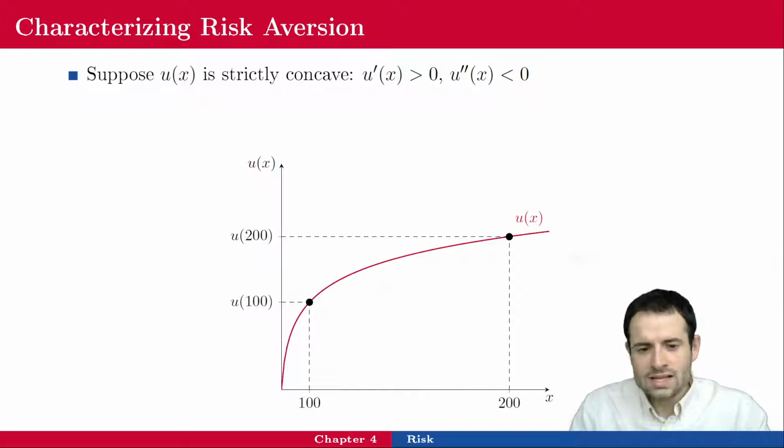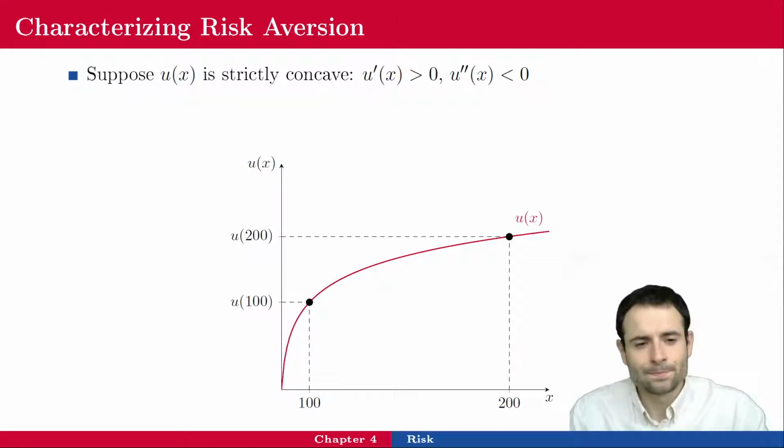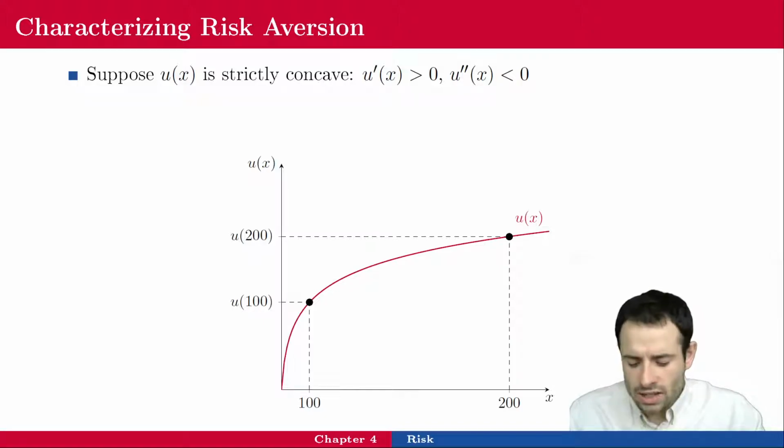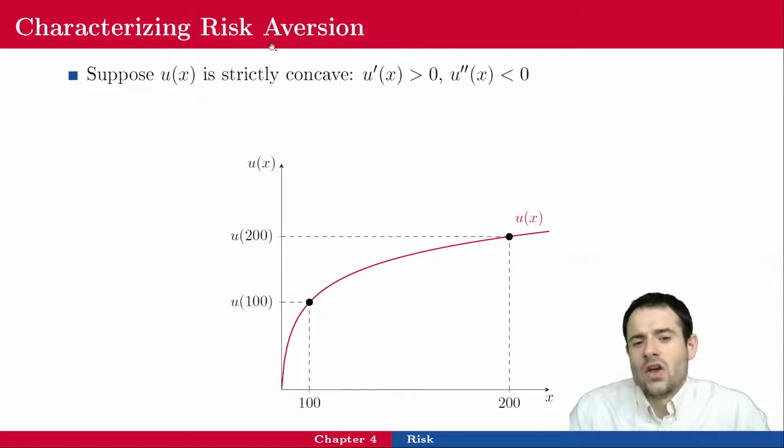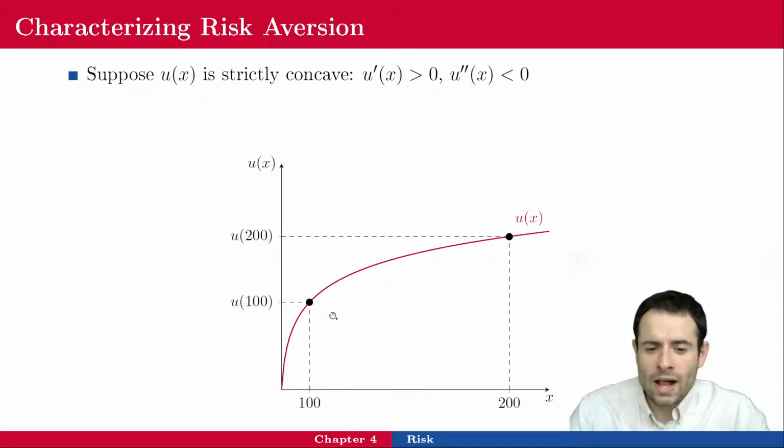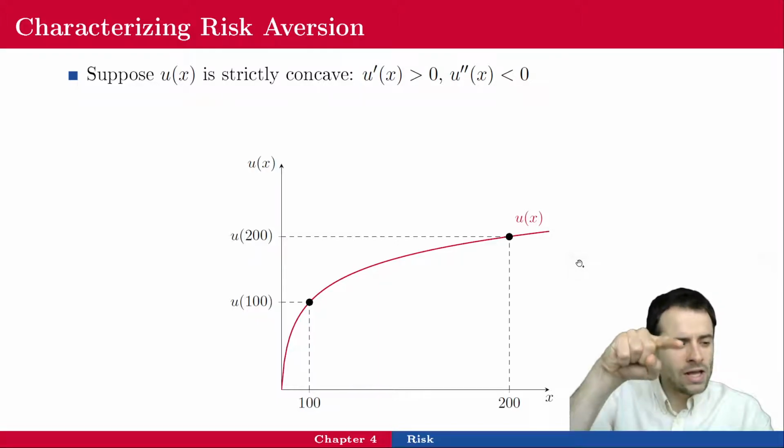So, let's see how this looks on a graph. Imagine that the utility function is strictly concave. A utility function is concave when the second derivative, u prime prime, is lower than 0 for any value of x. And a concave utility function will have this shape. It's either this shape or it could be an inverted U shape.